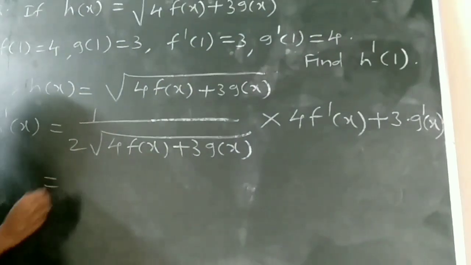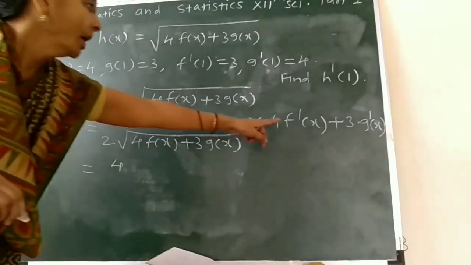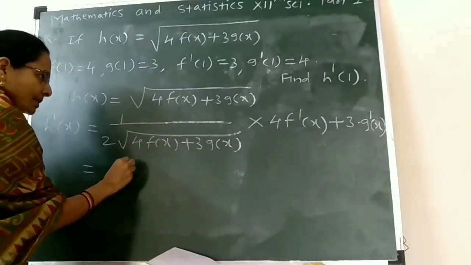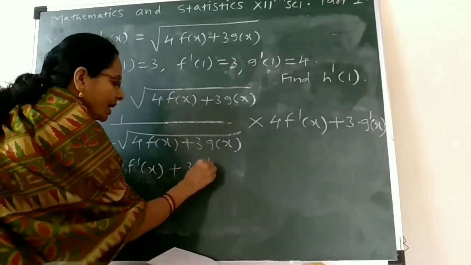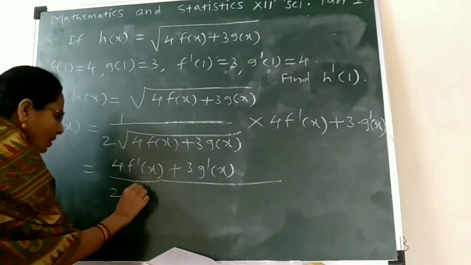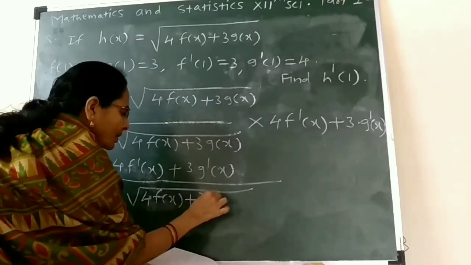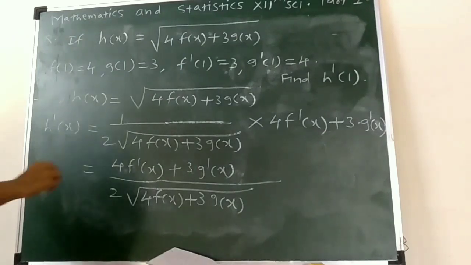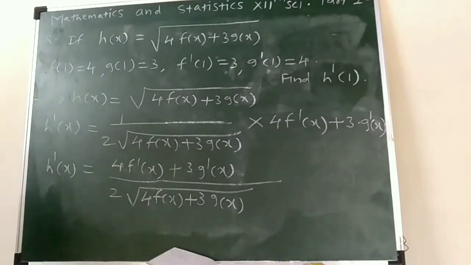is equal to, in the numerator 4 f dash x plus 3 g dash x, 2 root 4 f x plus 3 g x. This is value of h dash x.